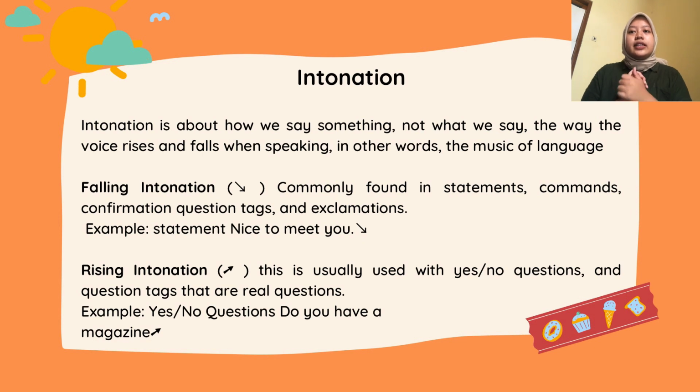The last material is intonation. Intonation is about how we say something, not what we say. That is, how the voice rises and falls when speaking. In other words, the music of language. There are two basic patterns of intonation in English: falling and rising. In the following examples, the down arrow indicates decreasing intonation and the up arrow indicates increasing intonation. Falling intonation is commonly found in statements, commands, confirmations, question-word questions, and exclamations.